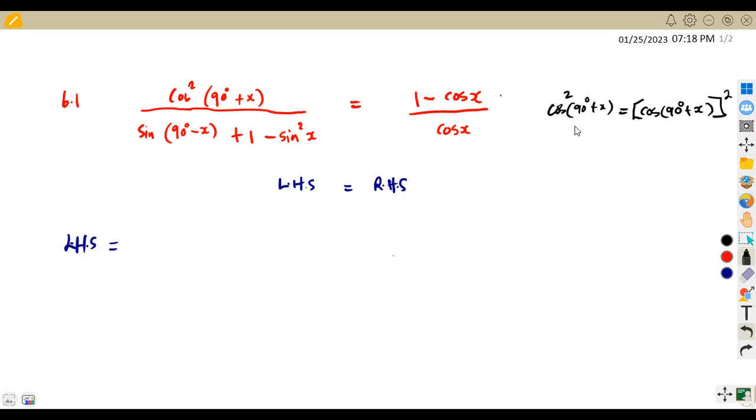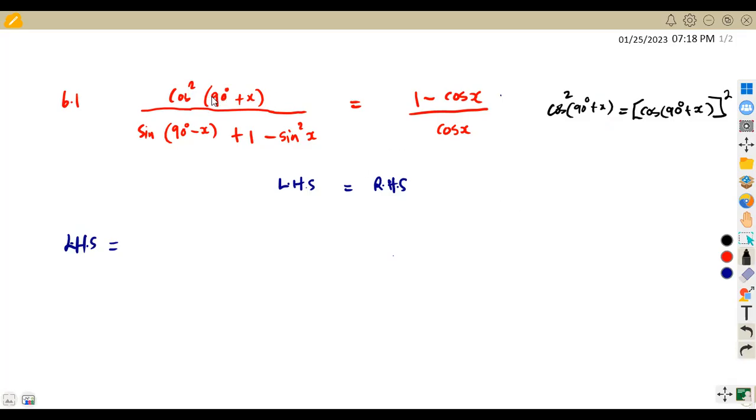Do not confuse this by writing it as cos 90 degrees plus x and then squaring only what is in the bracket, 90 degrees plus x. This is wrong, so avoid this in the exam. What it means is that the whole of this cos that you see here is raised to the exponent of 2, just like what I did here. That is what it actually means. So that's this part of cos squared. Now let's see what we have from cos squared (90 plus x). What is it equivalent to?